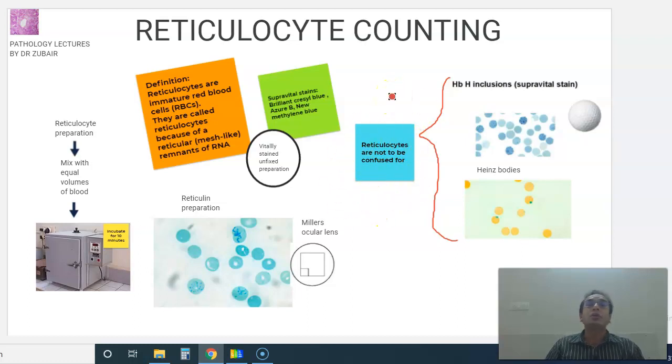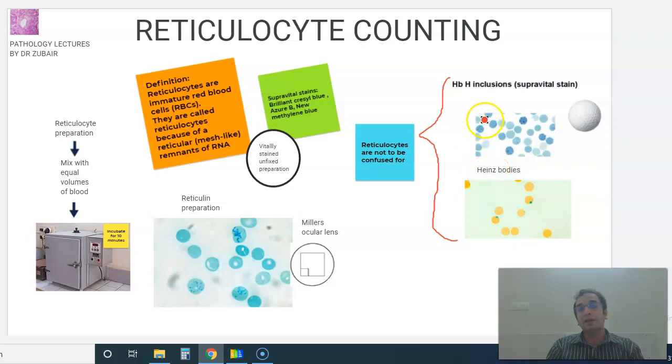Next, I will tell you how to identify a reticulocyte. To be counted as a reticulocyte, a cell should have a minimum of 2 bluish dots, and the dots should be away from the cell membrane. Why? Because Heinz bodies, which are remnants of denatured hemoglobin, as we can see here, have a single bluish dot at the periphery of the membrane. So in a reticulocyte, at least 2 dots should be visible to differentiate it from Heinz bodies.